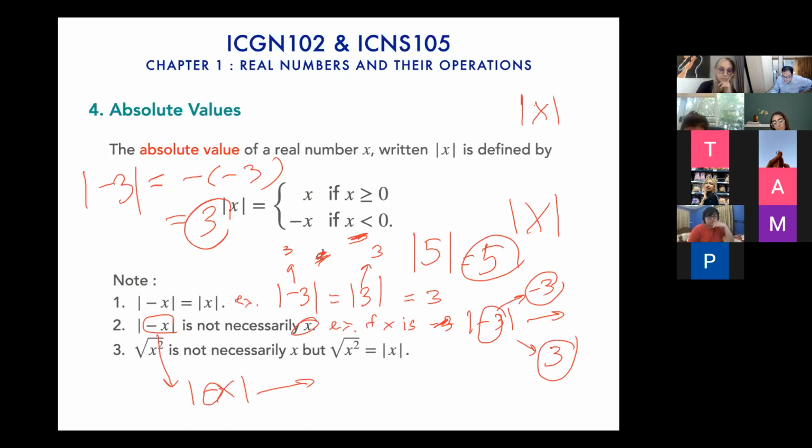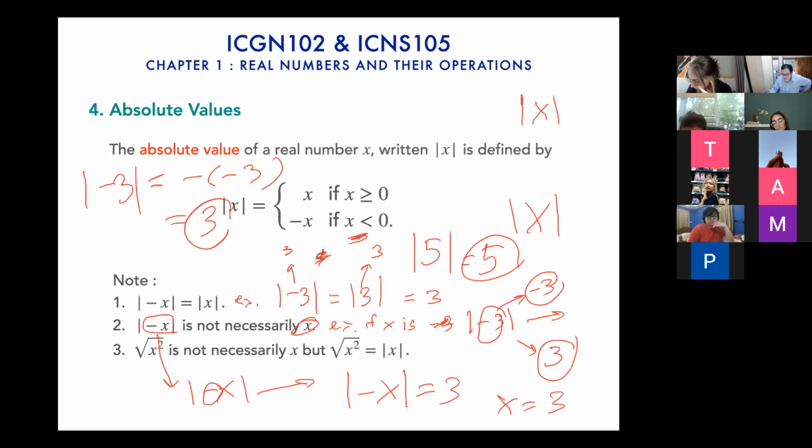So that means if you say that the absolute of negative x is 3, it doesn't tell you that x equals 3. x can be negative 3 or x can be positive 3, depending on the case you have to solve.